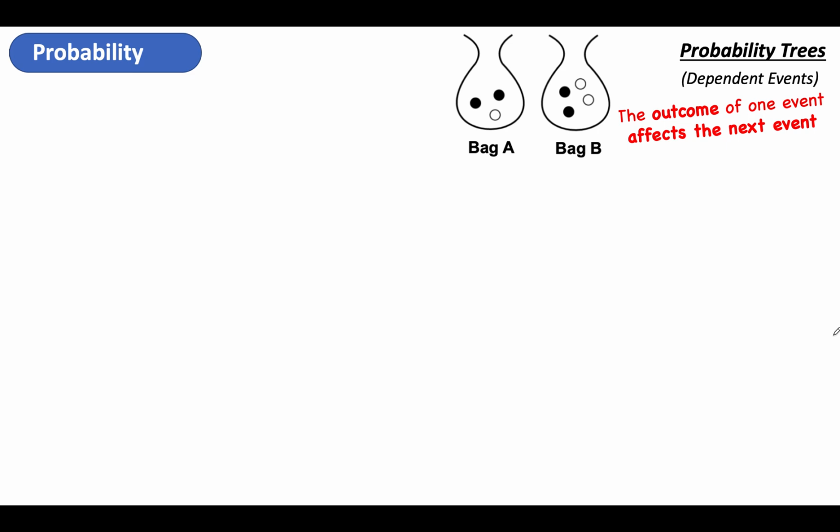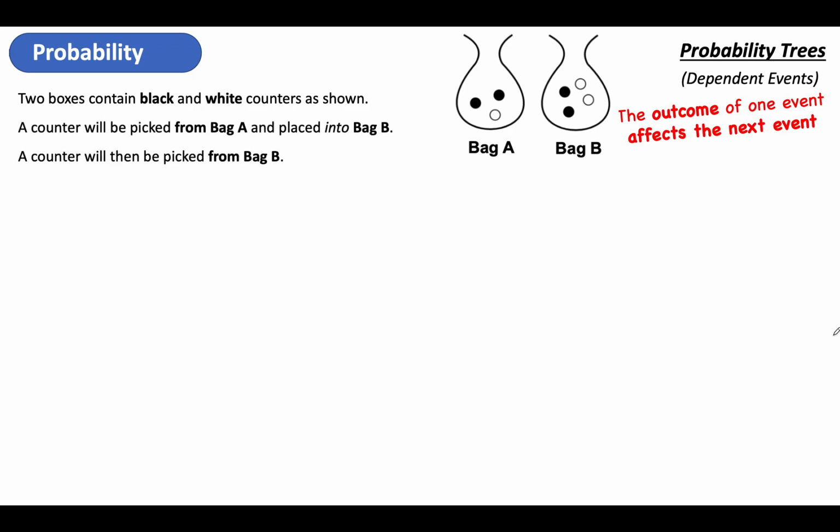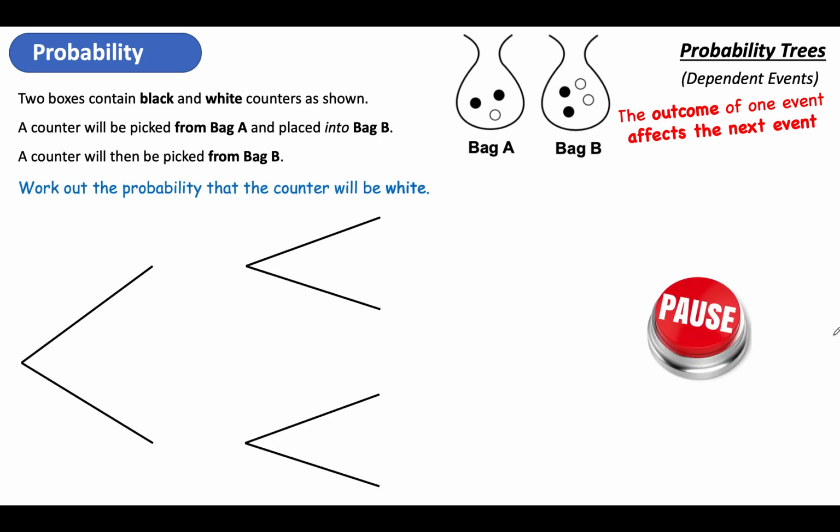So these definitely need practice. 2 boxes contain black and white counters as shown, bag A and bag B. A counter will be picked from bag A and placed into bag B. A counter will then be picked from bag B. Work out the probability the counter will be white. So what's the probability that the counter for the second bag will be white? So let's go. Well, oh, you're going to pause, aren't you? Sorry, I'm going to keep quiet. Pause first. You do the question first, and then we'll unpause in a minute.